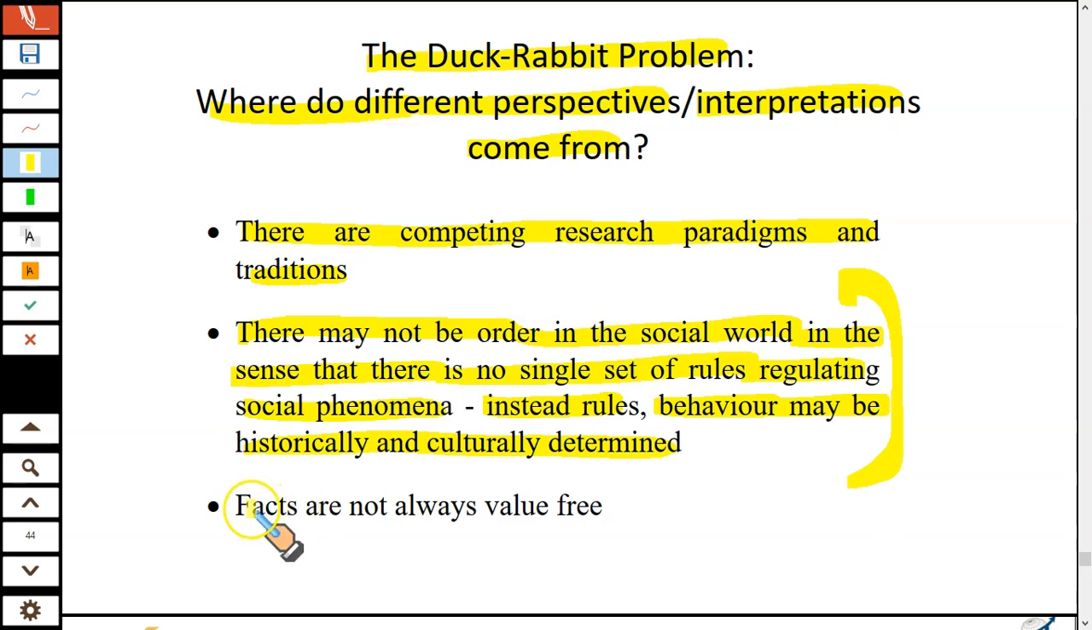And then it says facts are not always value-free. What we consider as facts can be influenced by our personal beliefs, values, or our societal norms, our religion, and are not always completely objective or neutral. This is a very simple idea: our beliefs and our norms greatly influence what we consider as fact.